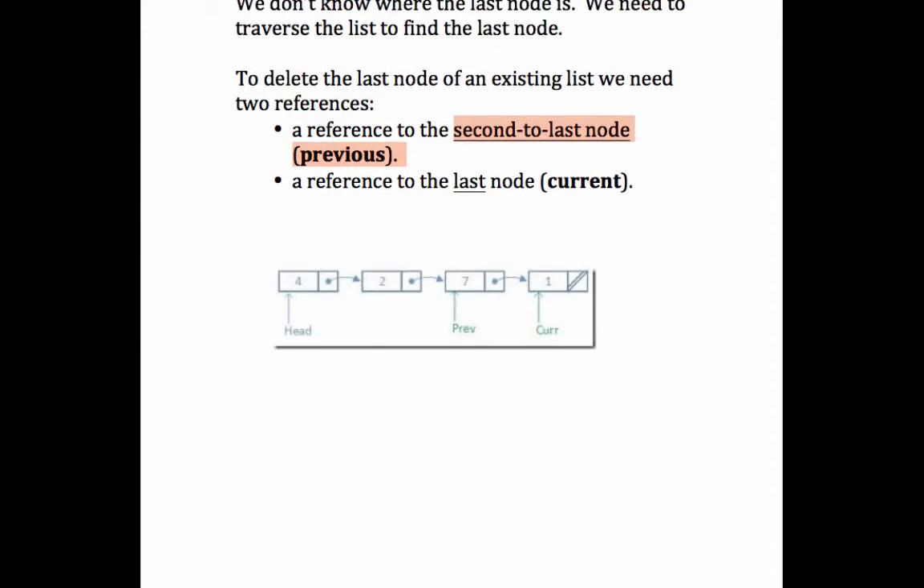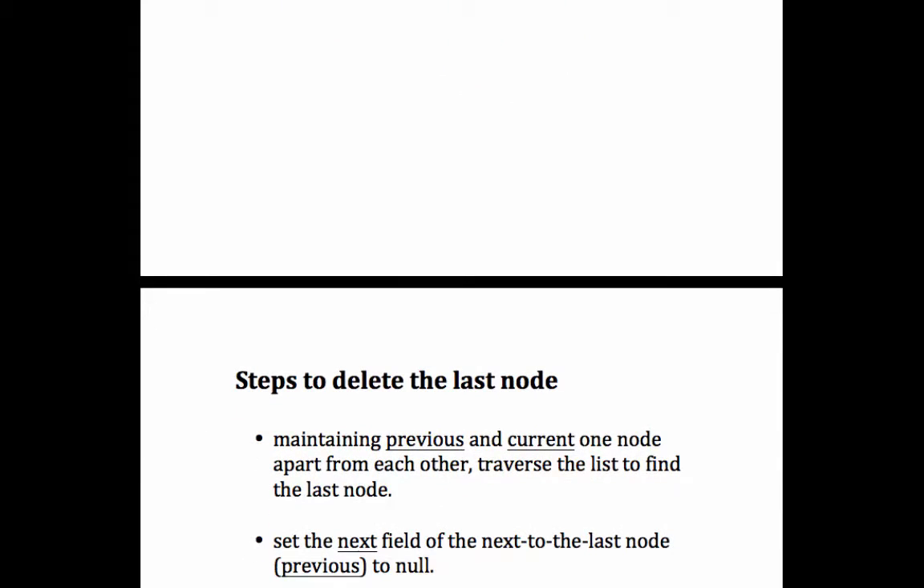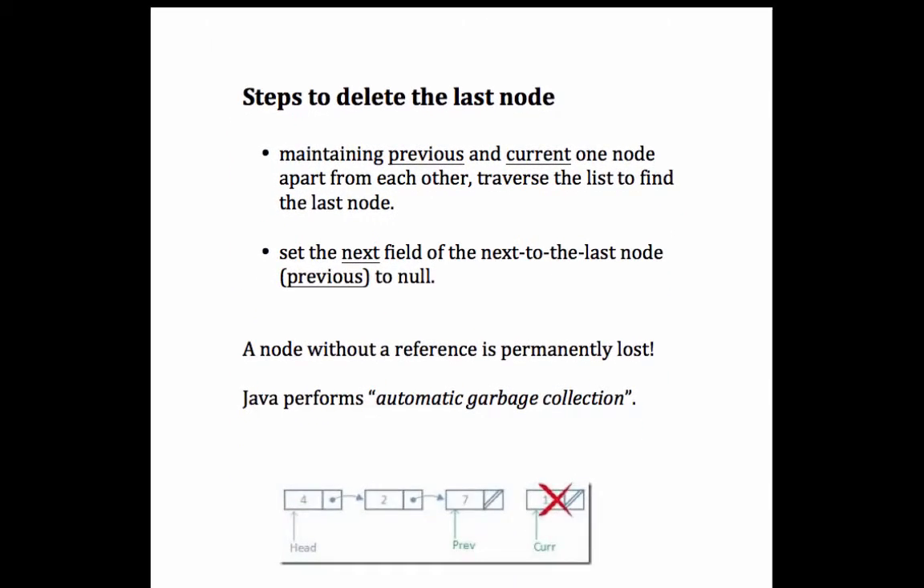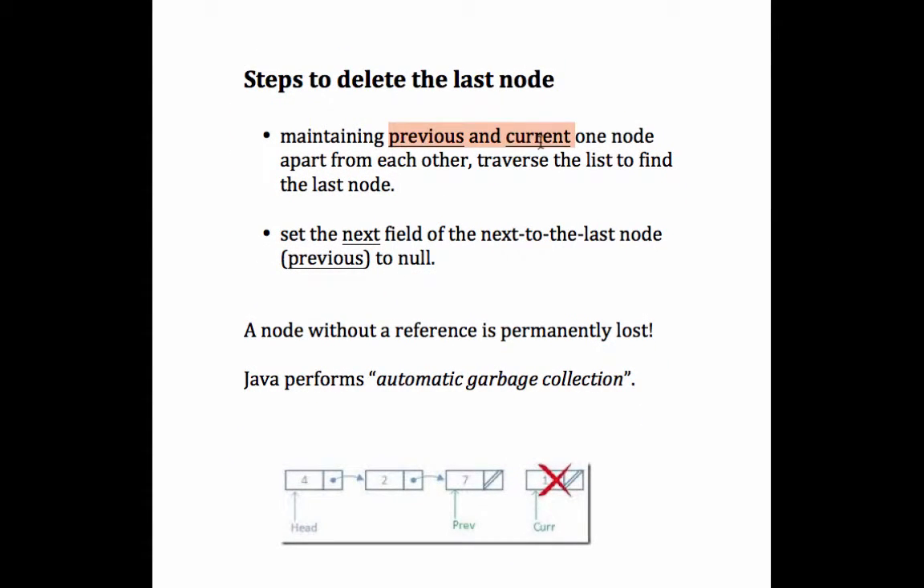Okay? So what are the steps then? The steps are going to be, again, very simple. We're going to create a previous and a current. We're going to maintain them exactly one node apart from each other. We're going to have a loop that is going to traverse the list until we find the very last node. Okay, when we find the very last node, we should have the picture pretty much like this one down here. And then all we have to do is set the next field of the next to the last node, which is in this case the one that has value 7, to null.